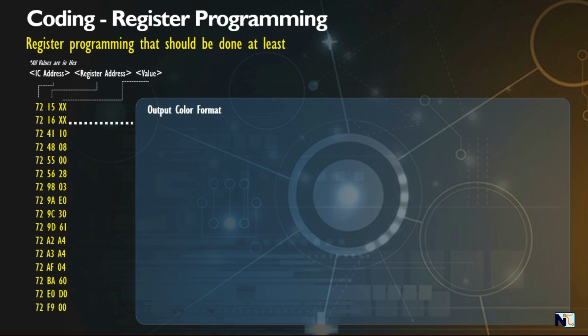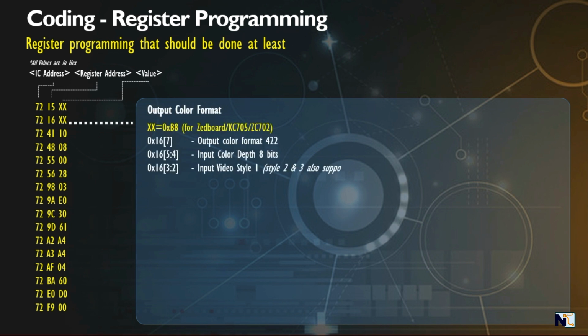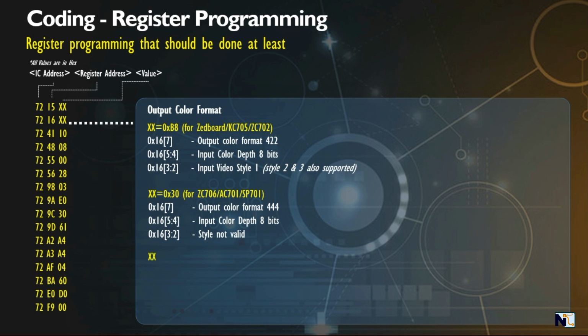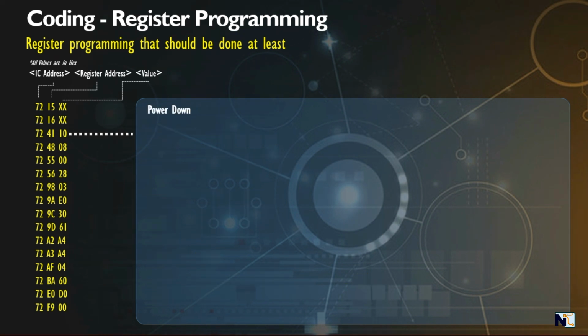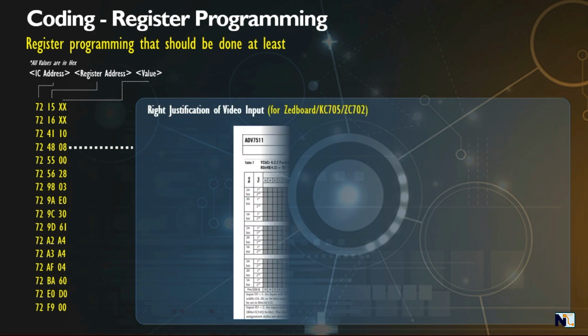Similarly, in the case of the 0x16 register, we write B8. The upper 2 bits represent the output color format, which is 422, the bits 5 down to 4 represent the input color depth, that is 8 bits, and the bits 3 down to 2 represent the input video style. Okay, this is only for ZedBoard, KC705 and ZC702 FPGA boards. For the case of other boards, its value is programmed as this. Other register values can be set as shown here.